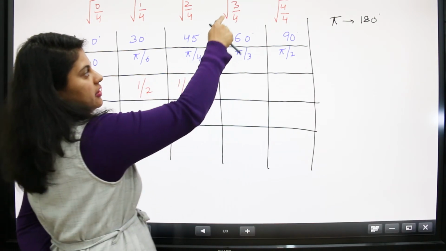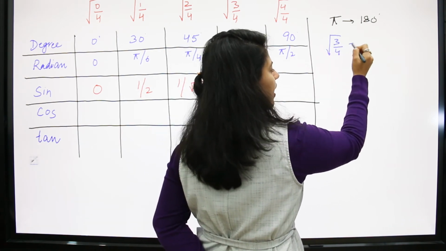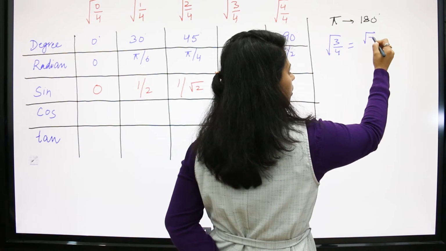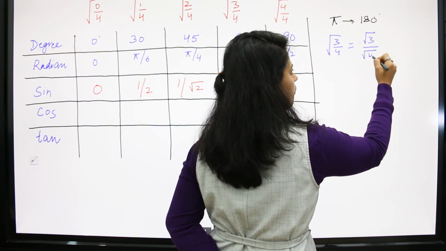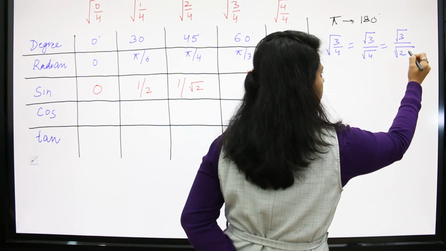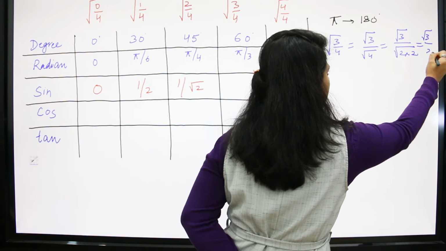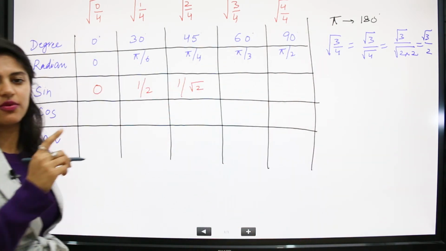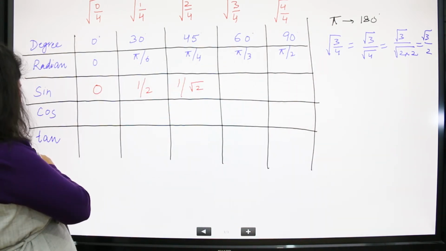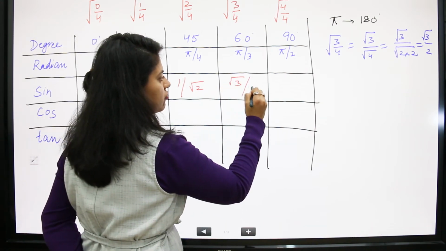We have square root of 3 by 4. Can I write this as square root of 3 divided by square root of 4, which again can be written as square root of 3 divided by square root of 2 times 2, which again can be written as square root of 3 divided by 2, because 2 square and the square root can cancel, and we are left with square root of 3 divided by 2.